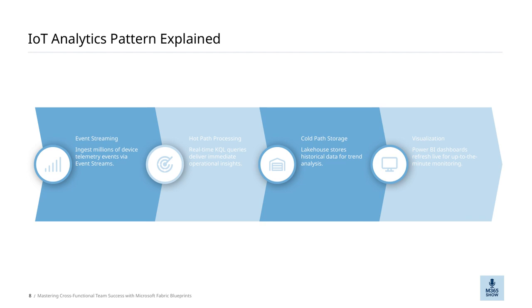Moving on, the Hot Path Processing involves real-time KQL queries that deliver immediate operational insights, helping teams respond swiftly to any issues. Finally, we see how we ingest millions of device telemetry events via event streams, enabling us to process vast amounts of data continuously. Altogether, these elements form a seamless flow that supports effective IoT analytics, empowering teams to operate smarter and faster within the broader Microsoft Fabric ecosystem.